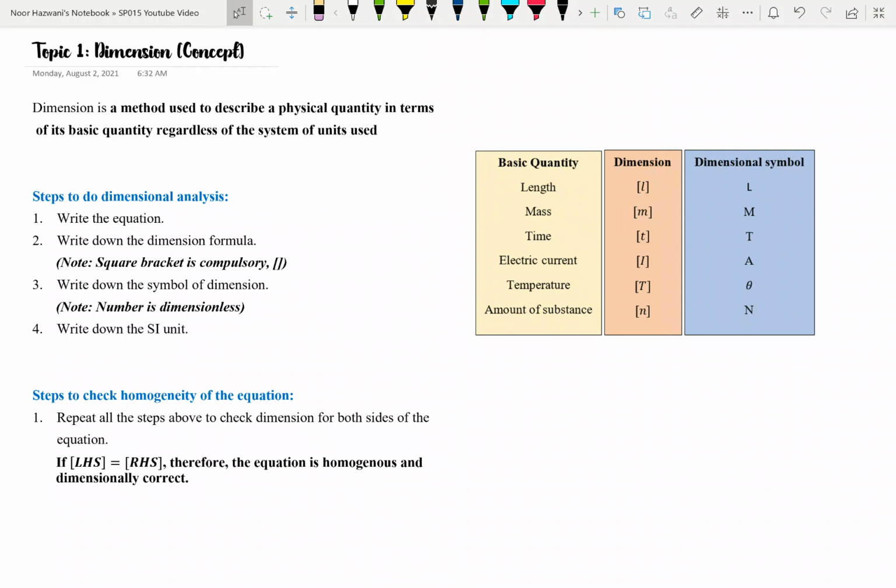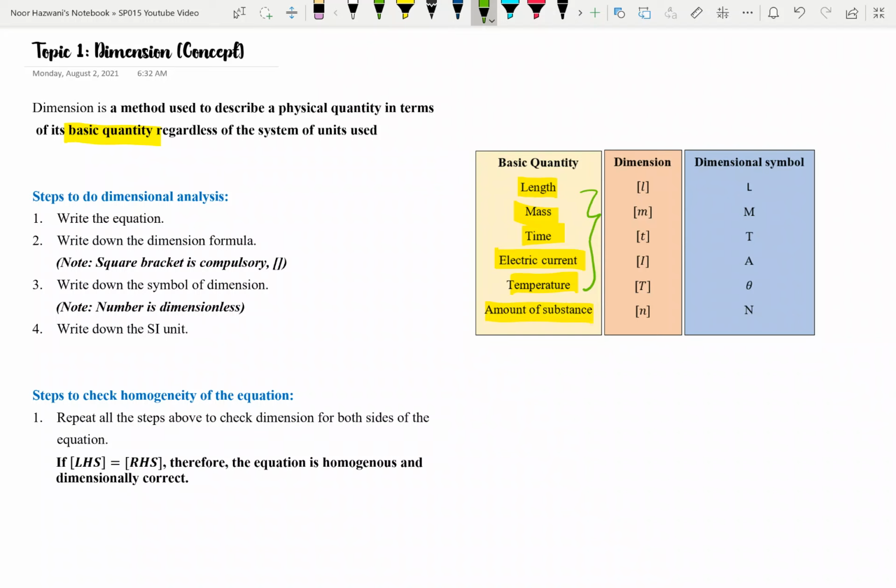Okay, when we are talking about basic quantity, kita recap balik apa yang you dah belajar before this. Kita ada apa basic quantity kita? Just refer to this table. So kita ada length, mass, time, electric current, temperature, amount of substance. But biasanya in physics we normally use this one lah. Kita ada length, mass, time, electric current and temperature.